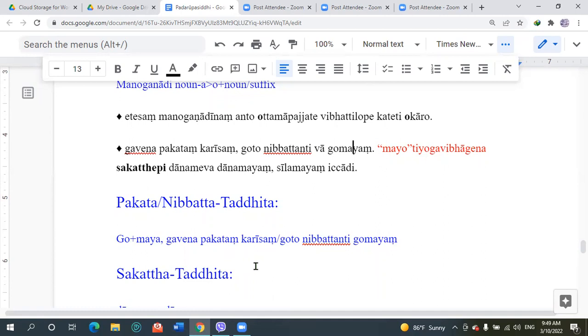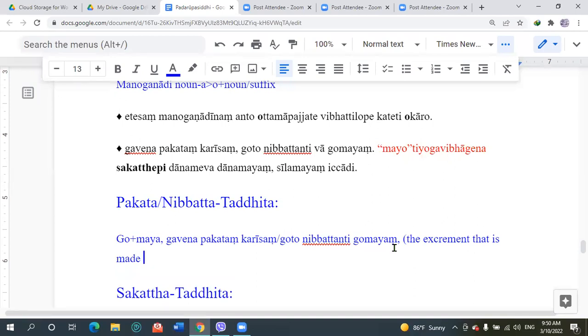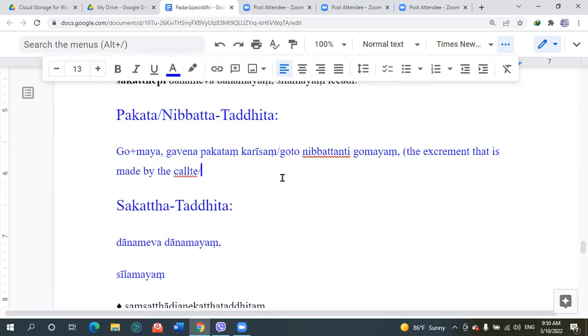Here it refers to Krisa. Krisa means excrement. So how to translate this? According to the first definition, excrement that is made by the cattle. According to the second definition, the excrement that arises from the cattle.